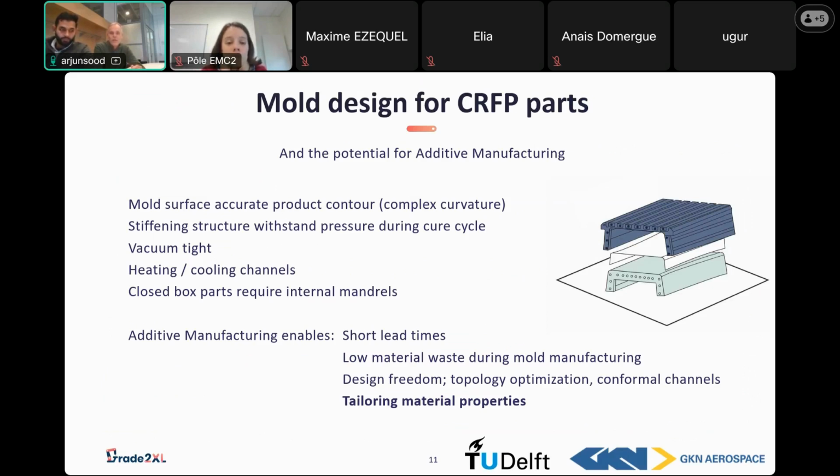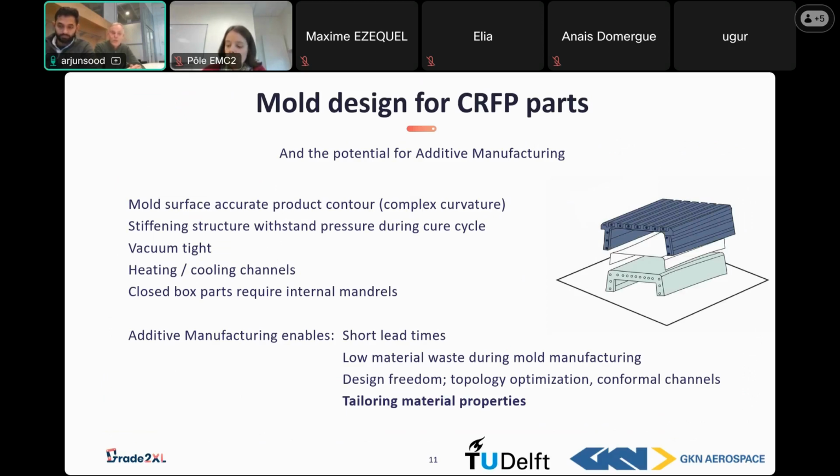It should be stiff enough to withstand the pressures during the cure cycle, because typically we are using pressures like 3 to 6 bars to cure the part within the mold. We are using vacuum together with the pressure to get all kinds of porosity out. That helps a lot, and because we are using a fabric type of part, we need this to get little porosity in our composite part, so the mold should be vacuum tight.